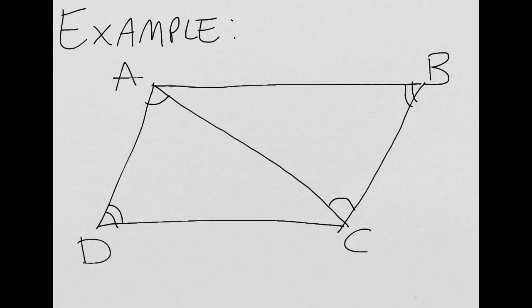Let's take a look at an example of this theorem in action. Let's take a look at this figure here. We have a quadrilateral ABCD, and it's got this transversal that cuts it up into triangle ABC and triangle ADC. So let's take a look. I notice right off the bat that I have some congruent angles here. So I can say angle DAC, which is this angle here, is congruent to angle BCA.